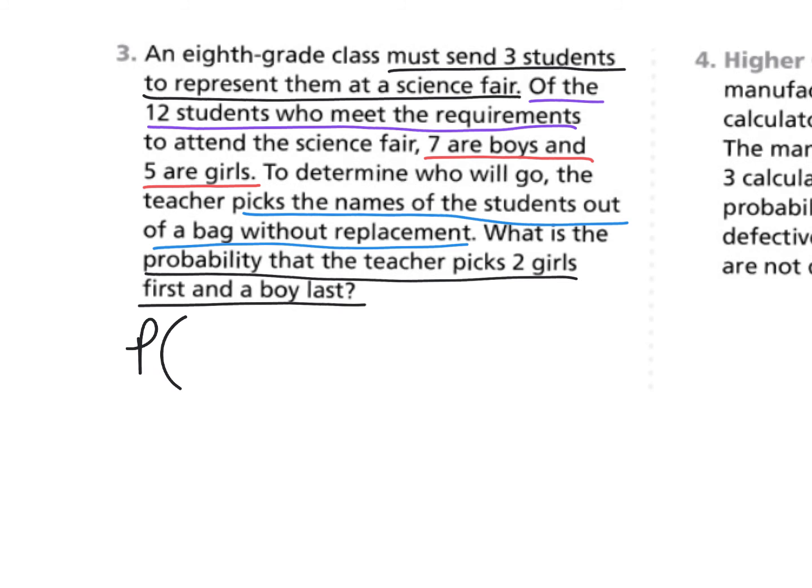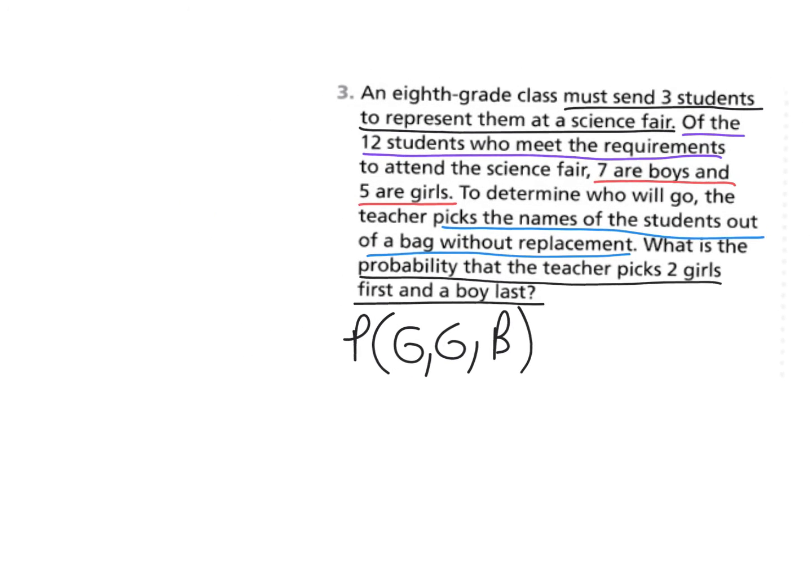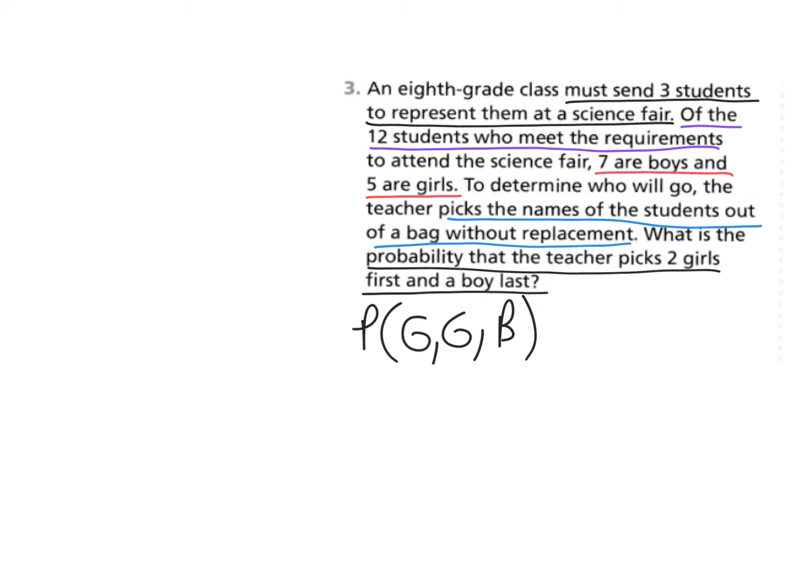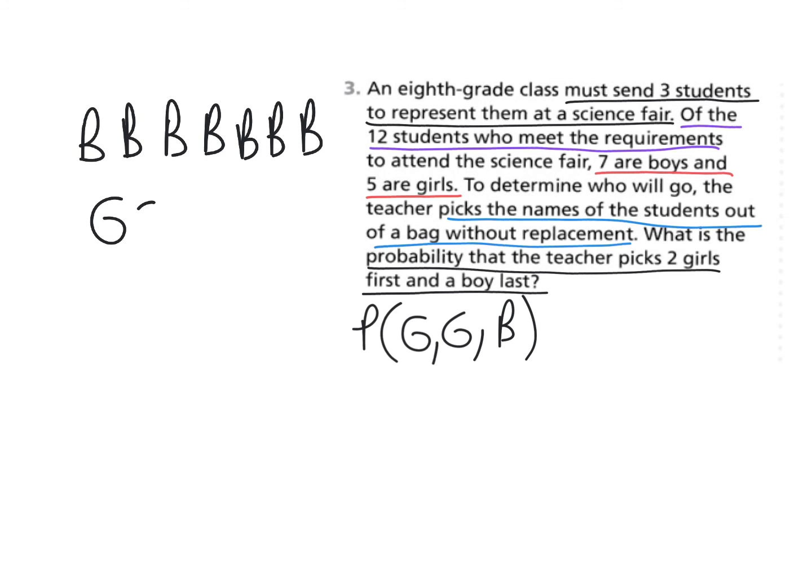Okay, so we're wanting the probability of a girl, and then a boy. So once again, if you want to just write out what's happening here, we've got 7 boys and 5 girls. You can circle those or put them in boxes, whatever, but this might be a good way to help you visualize what's happening.